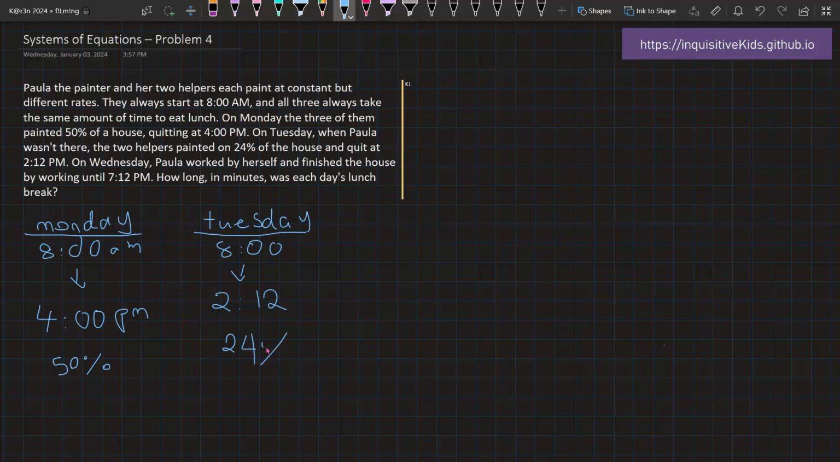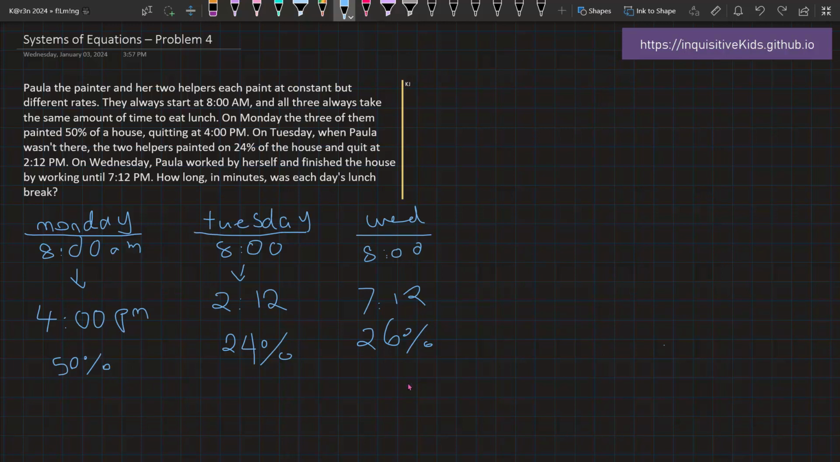When Paula was working just by herself on Wednesday, she was able to get 26% done, working from 8 all the way to 7:12. 26% done, and then they were able to finish the house. Now, based off of this, which variables do you think we should set?